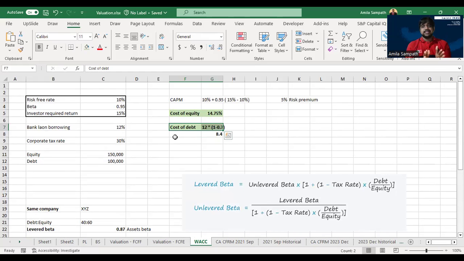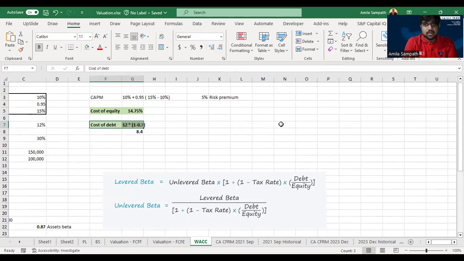Okay, then let's see the calculation of the WACC, weighted average cost of capital. If we have the cost of equity and the cost of debt, as well as the market value of the equity and the market value of the debt, then we can calculate the weighted average cost of capital. Let's see how we can calculate it.